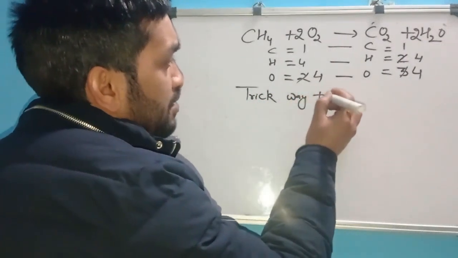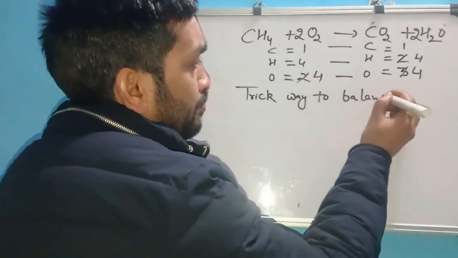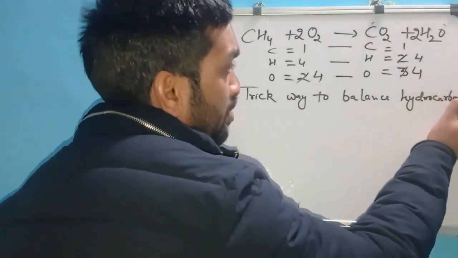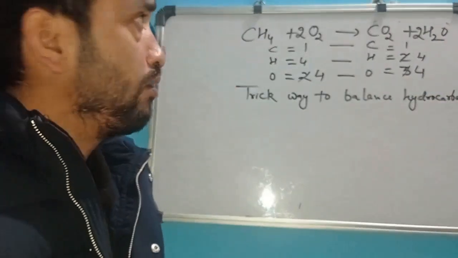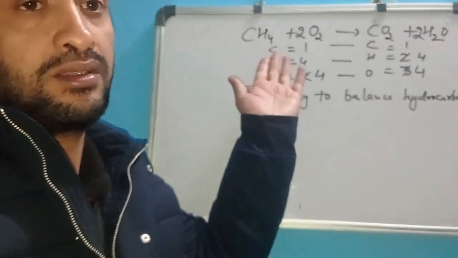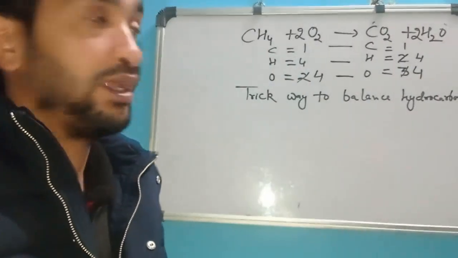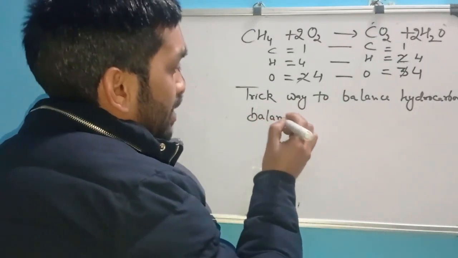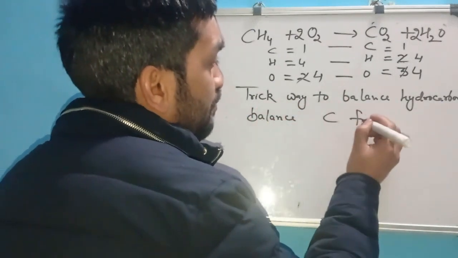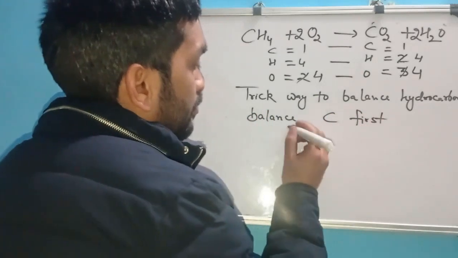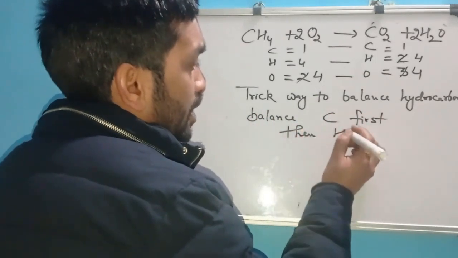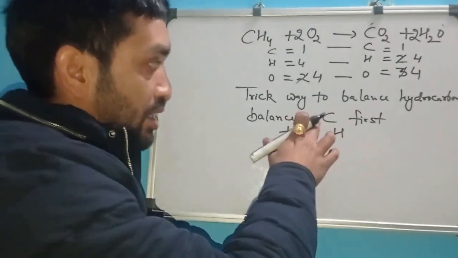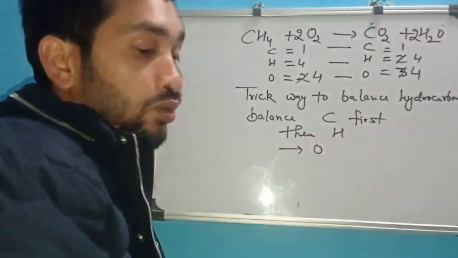Now, a trick way to balance hydrocarbons. There is a tricky way to balance hydrocarbons, but remember it is only for hydrocarbons. Hydrocarbon means like this: methane, butane, propane, ethane, like this. Okay. So what you have to do is balance C first, then H, then O.